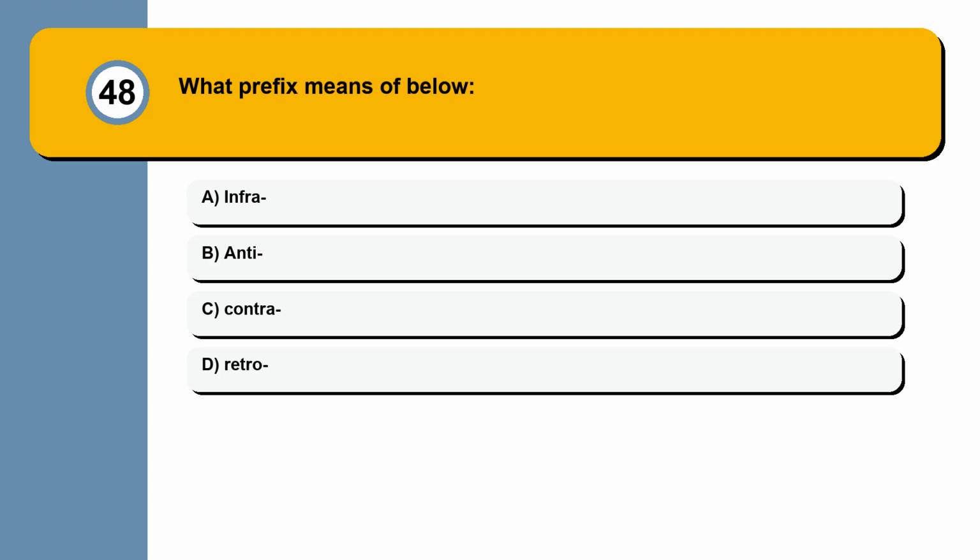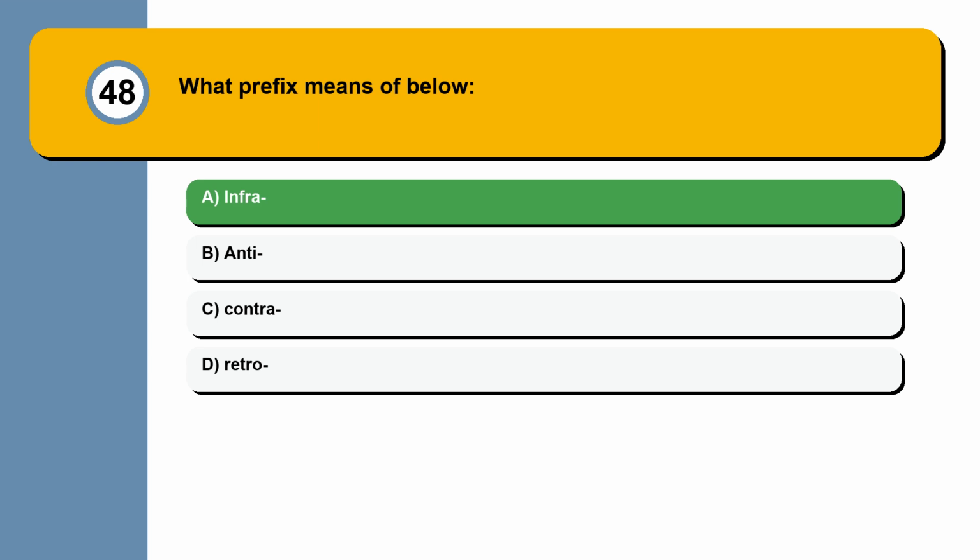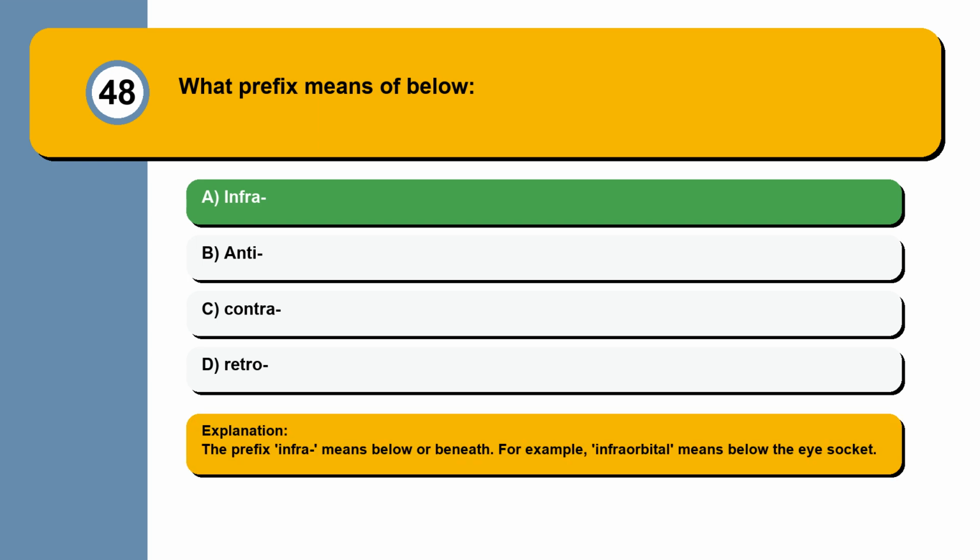Question 48. What prefix means below? Here are your options. Option A, infra-. Option B, anti-. Option C, contra-. Option D, retro-. The correct answer is option A, infra-. Explanation. The prefix infra- means below or beneath. For example, infraorbital means below the eye socket.